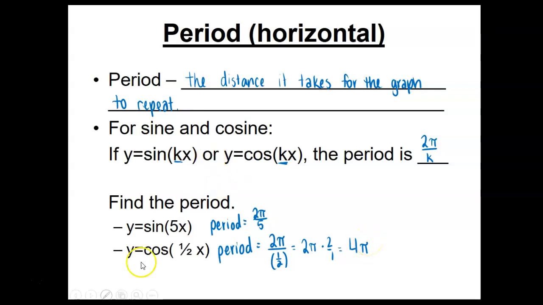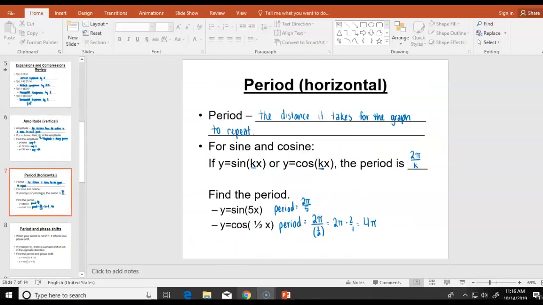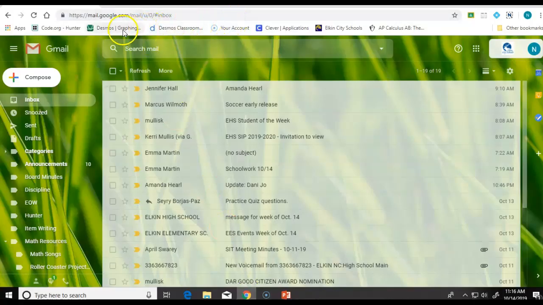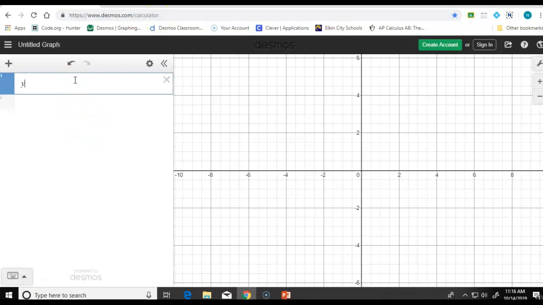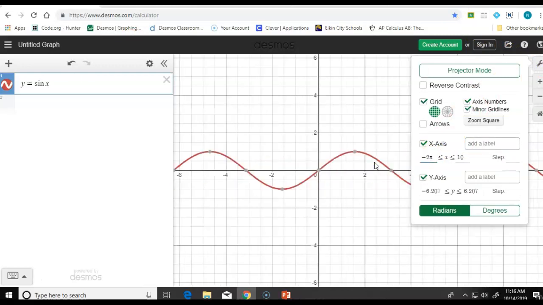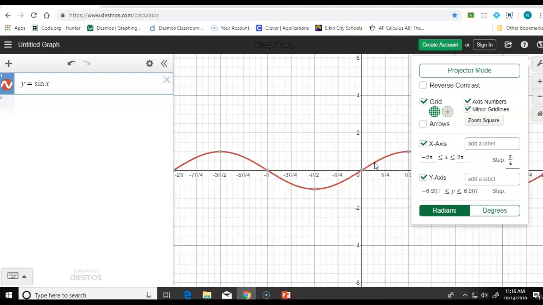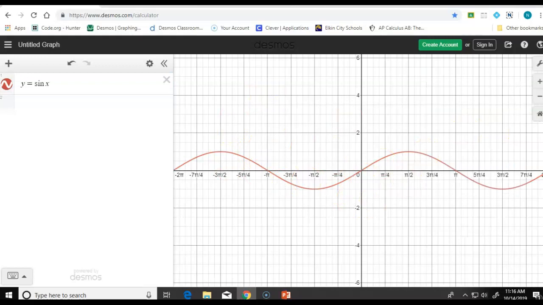I'm going to go to Desmos real quick so we can see what this looks like, because I think that sometimes is helpful. So y equals sine x looks like this. I'm going to go over here and change this a little bit. Negative 2 pi, 2 pi, pi over 4. Okay. So you've got your graph here.